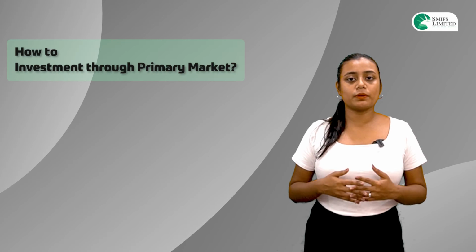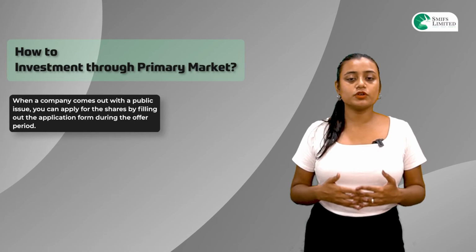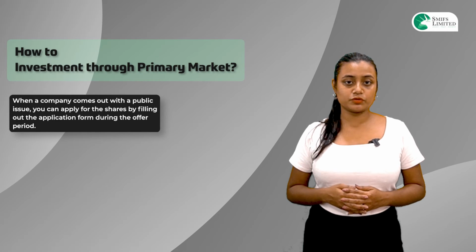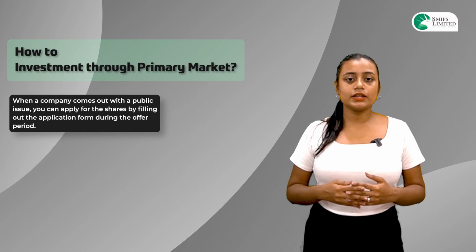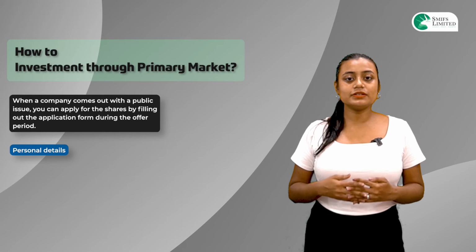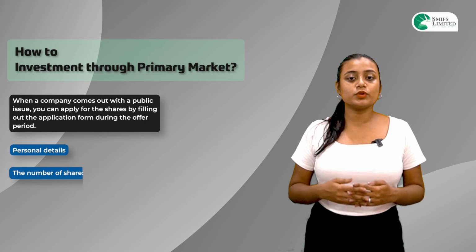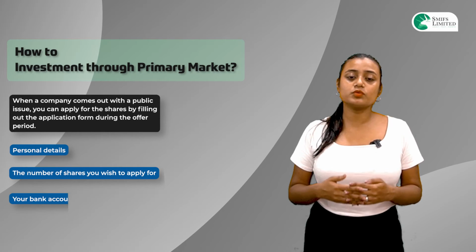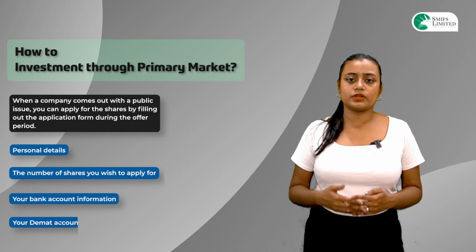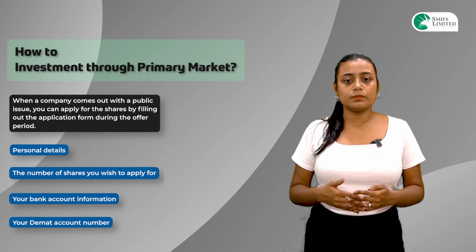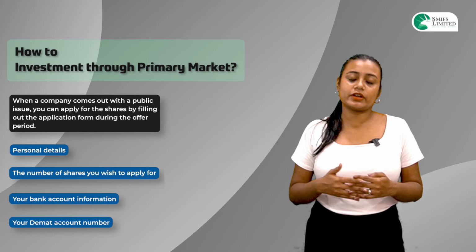When a company comes out with a public issue, you can apply for the shares by filling out the application form during the offer period. In the form, you provide personal details, the number of shares you wish to apply for, your bank account information, and your Demat account number. This Demat account number is where your allotted shares will be credited.